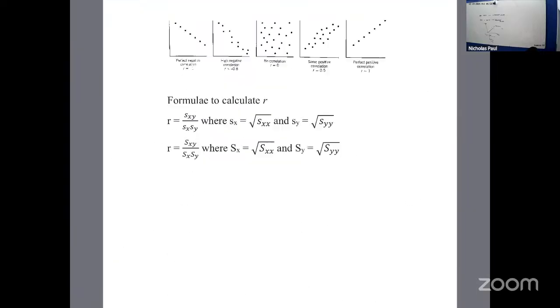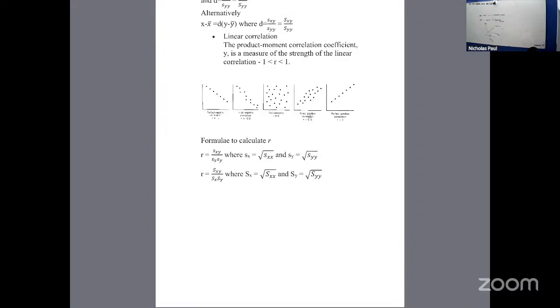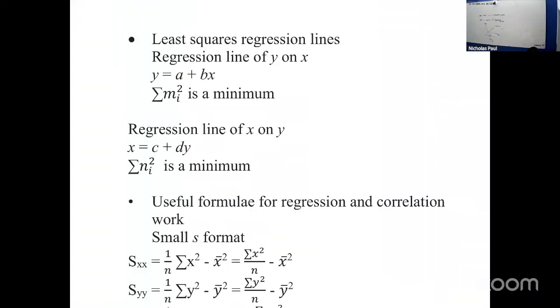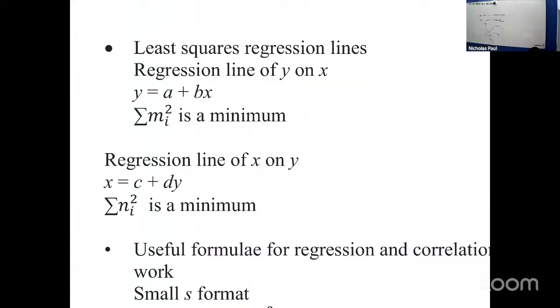So we will do those calculations in a little while. But if you look here, here we have our regression line. The least squares regression line is a line of y on x, and it's written just like this. Don't worry about this too much. That is your regression line, right? Y is your dependent variable, x is your independent variable.